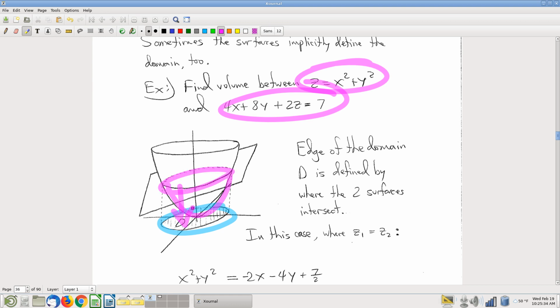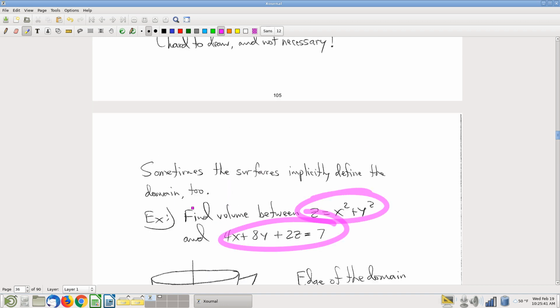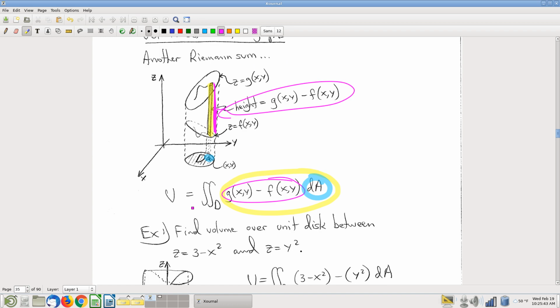Yeah. How is the volume thing that you wrote up, how is that really any different from doing the integral of the top minus the integral of the bottom? Well, algebraically, it's exactly the same. Okay.